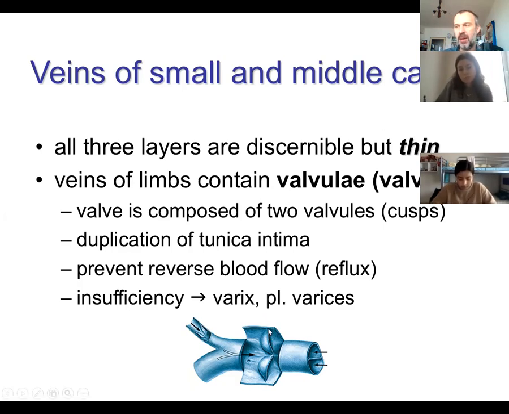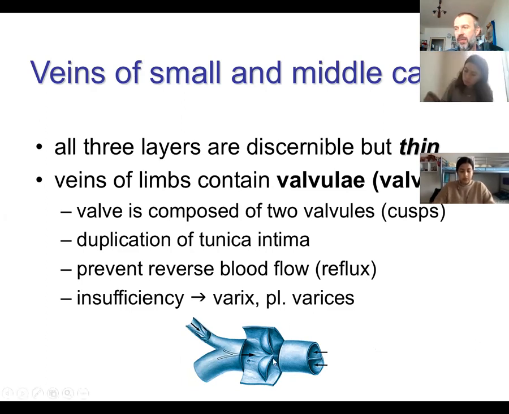We can describe there a free margin and the affixed margin. We can describe the sinus, which is the space inside, here with the arrow, this space inside. And we can describe the commissure, which is between these two valvules. And they serve for one-way circulation of the blood. We have parts of the body where there are no valves. Generally, we can find valves within the skin, subcutaneous tissue, and then in limbs.